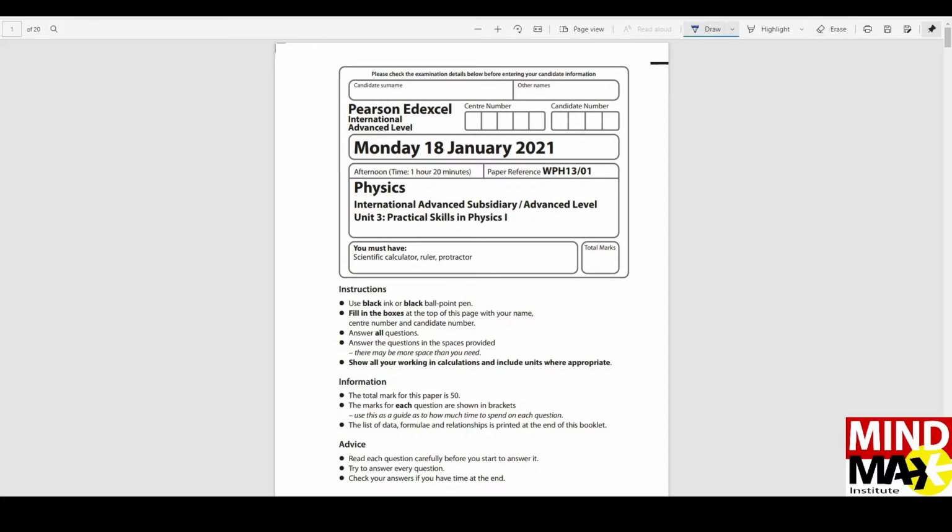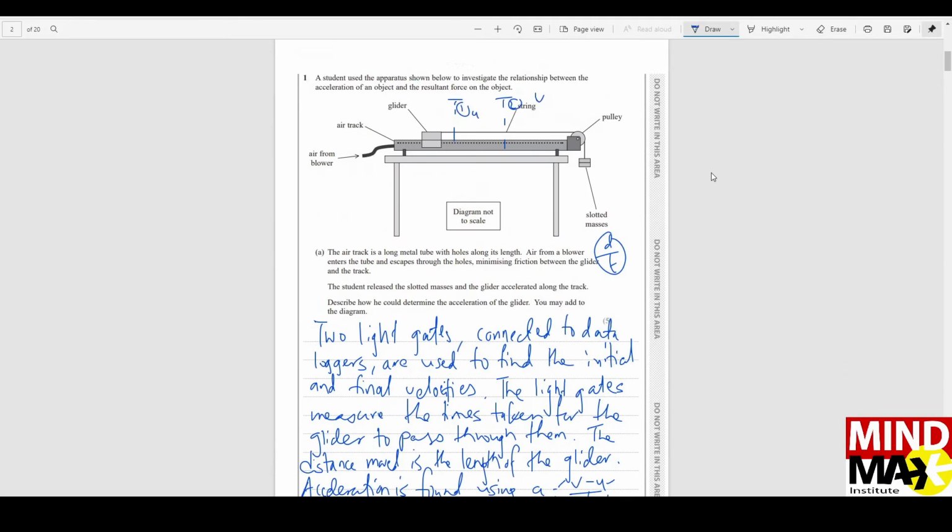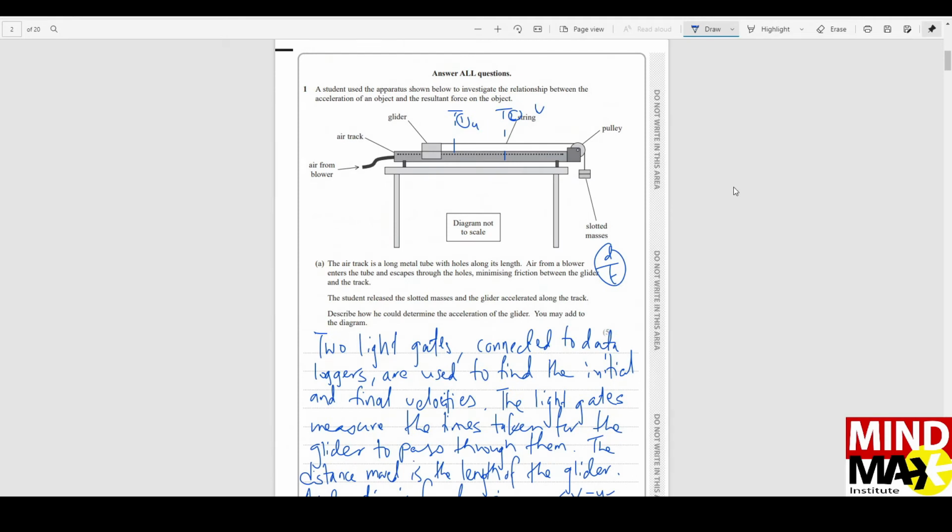The first question is about finding the acceleration of a glider moving through an air track. An air track is basically an instrument which helps us move the glider without facing much friction, because it pumps air throughout the sides, and that causes the glider to reach out its wings and move without facing friction from the track itself.